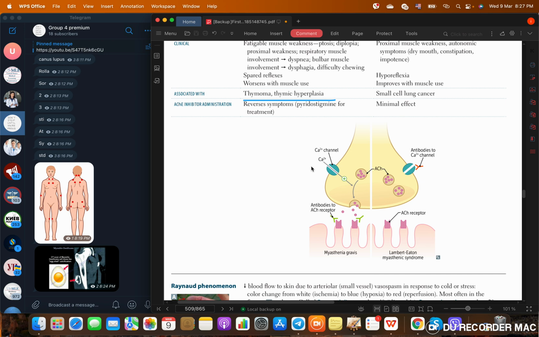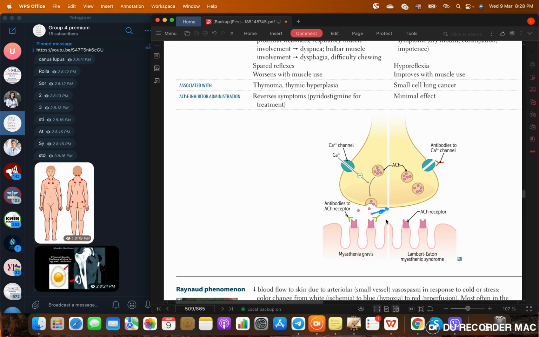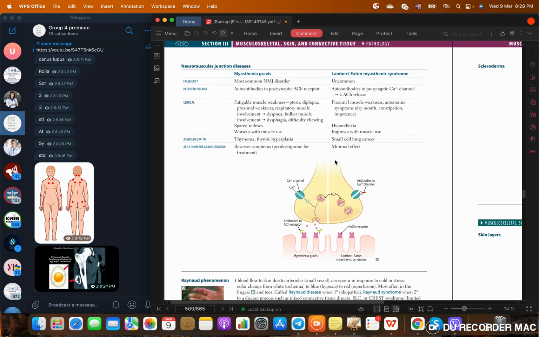They write acetylcholinesterase inhibitor administration. So this is something that is going to inhibit the acetylcholinesterase. Acetylcholinesterase, normally the function of it is to destroy the acetylcholine inside of the synapse. So if you inhibit it, the amount of acetylcholine is going to increase. Why? Because normally there is this enzyme, let's say that this is the enzyme, and some of this guy will be destroyed by it, right? So now you are inhibiting it, which increases the bioavailability of the acetylcholine in the synapse, which relieves the symptoms. One example of it is pyridostigmine.